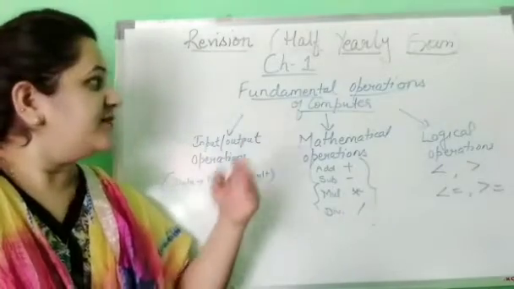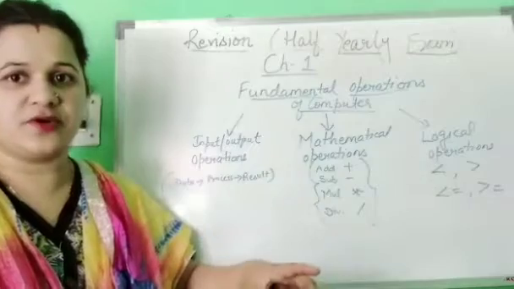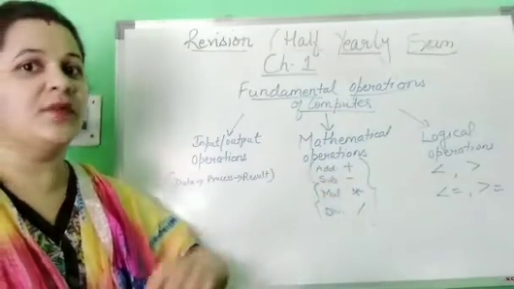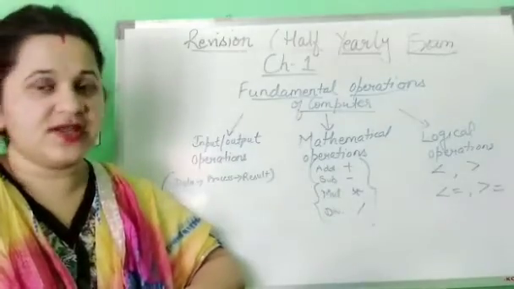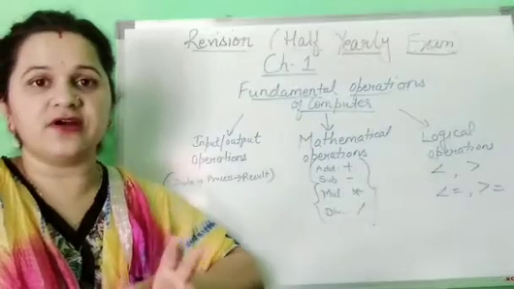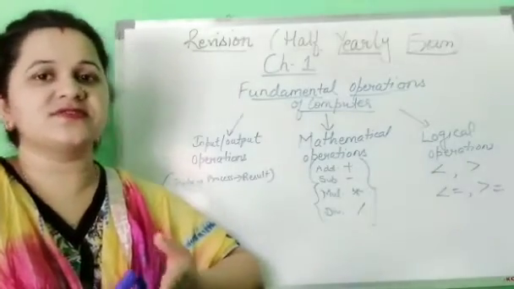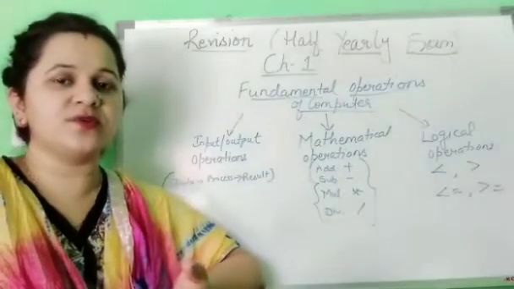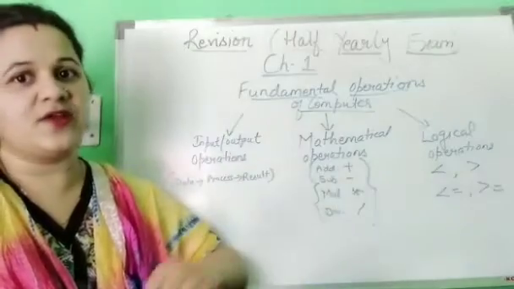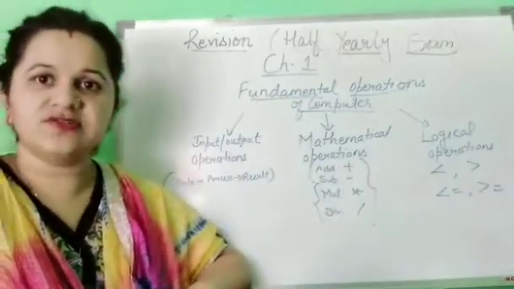Okay children, the next operation it performs is mathematical operations, in which it performs addition, subtraction, multiplication and division. Next come logical operations. Logical operations means where it compares two quantities, like which is greater than, which is smaller than, which is greater than or equal to, and which is smaller than or equal to. So these are the functions explained in your book under the heading fundamental operations of computer.